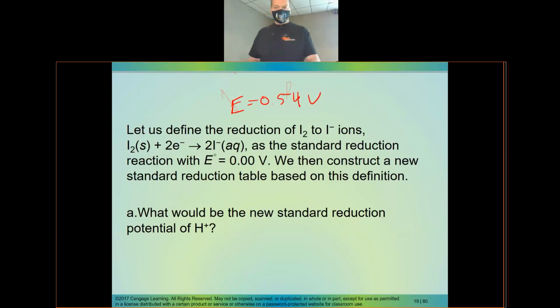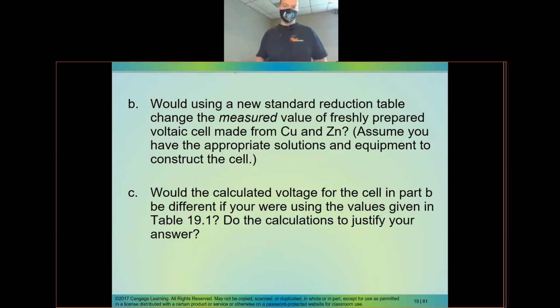All right. So what would the new standard reduction potential of H plus be? Well, it was a difference of 0.54, and of course the iodine was 0.54 higher. And so now your standard hydrogen electrode would be negative 0.54. Now your iodine is set to zero, and it's different from the H plus by 0.54 volts. So instead of the zero for the hydrogen and positive 0.54, if we set that positive 0.54 to zero, then your H plus would be a negative 0.54 volts.